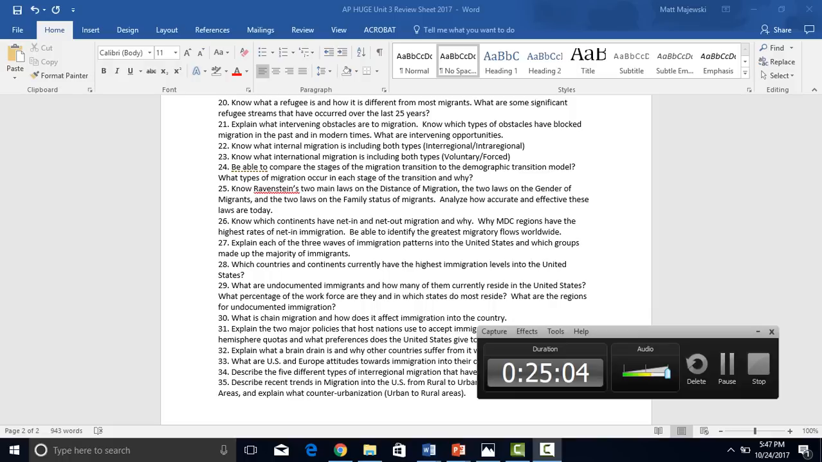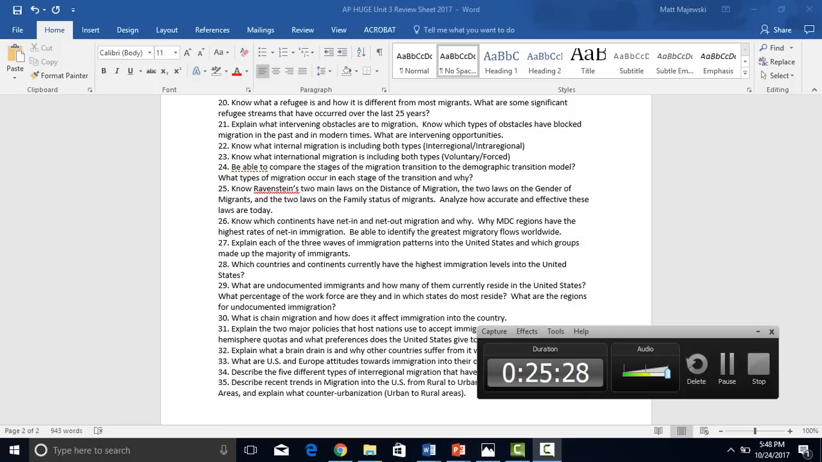That kind of blends into the two laws on the family status of migrants as well. So, migrants travel short distances. That's what Ravenstein said. That's still pretty much true. All things considered, if you have two choices and they're the same, you're going to go to the one that's closer to you. When you do travel larger distances, you tend to settle in big cities where there is a belief that there is more economic opportunity for you.